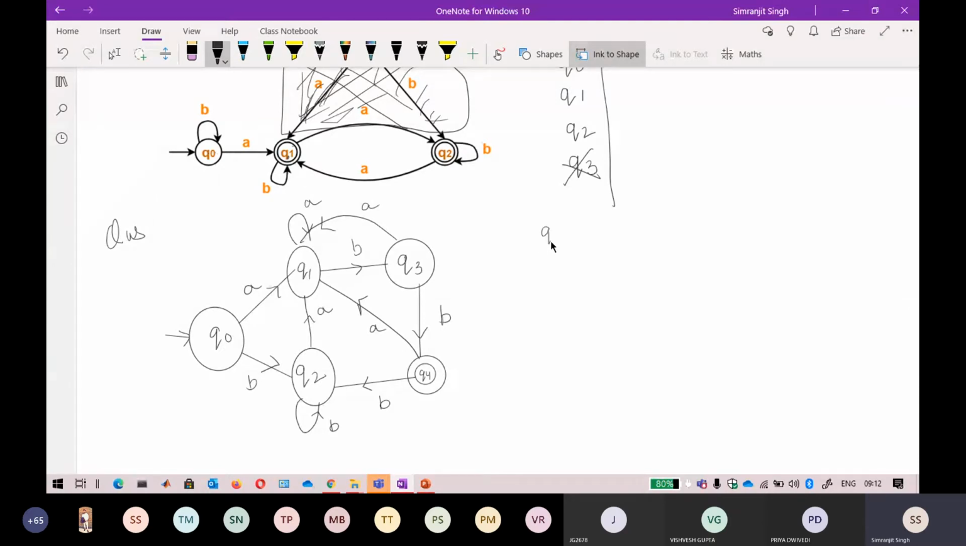Now the second step is to build a transition table. There will be Q0, Q1, Q2, Q3. Now it contains more than 1, 2, 3, 4, 5 states.